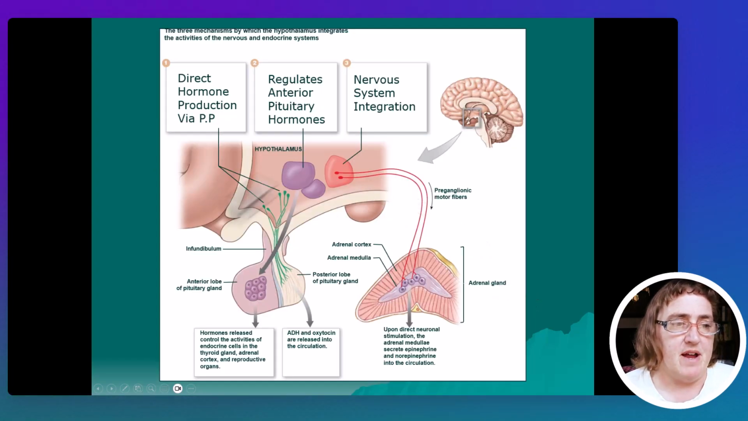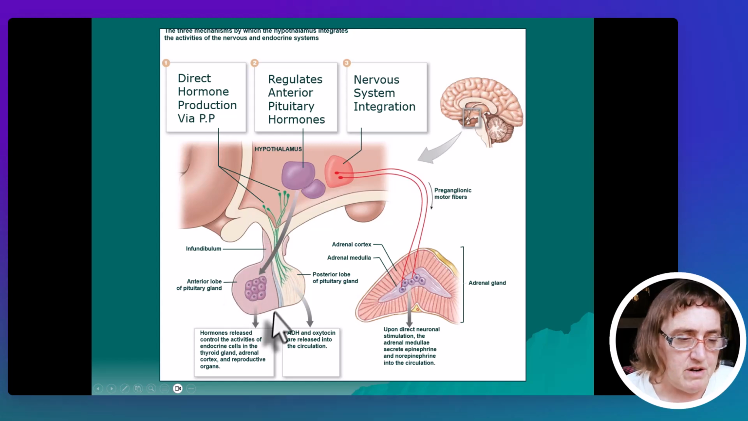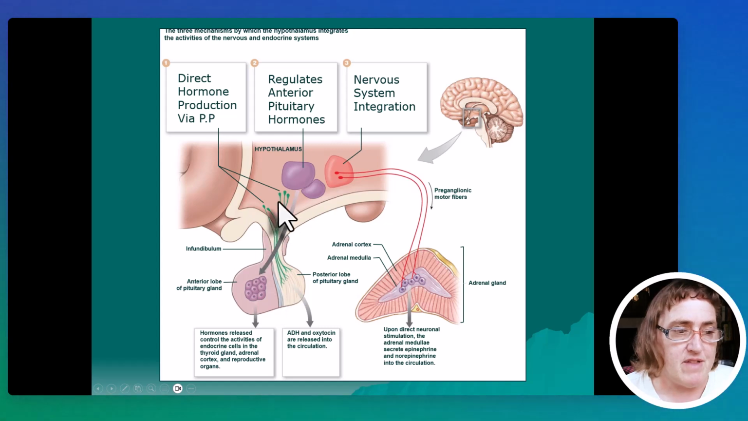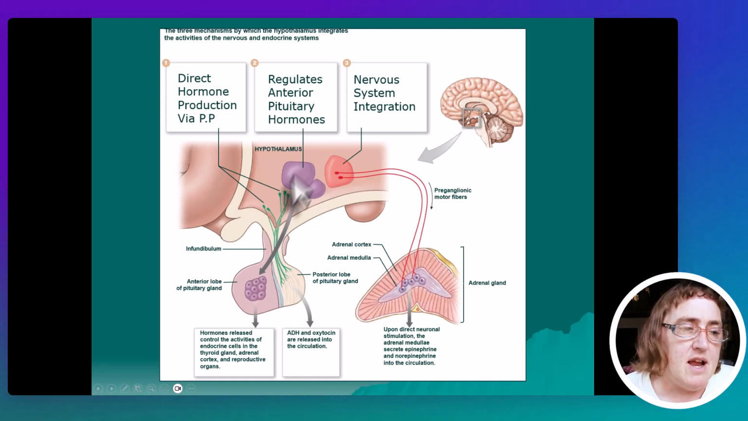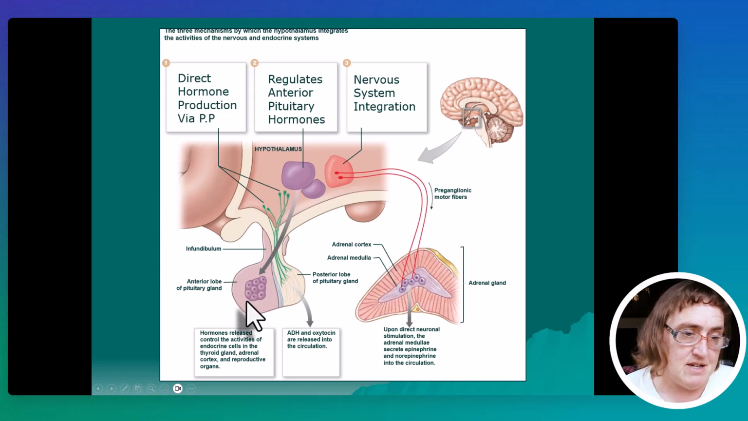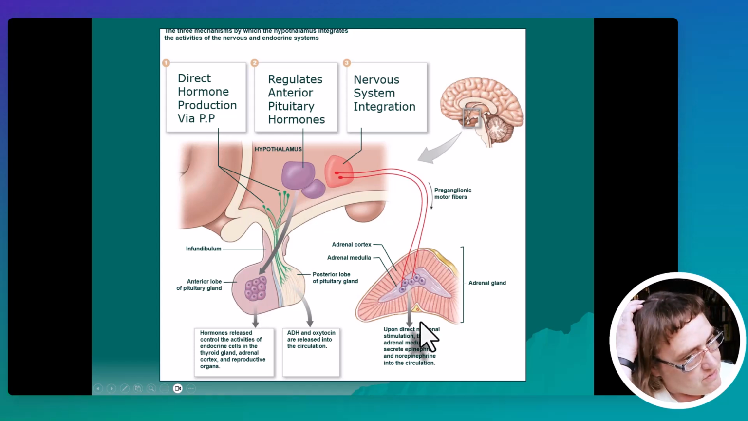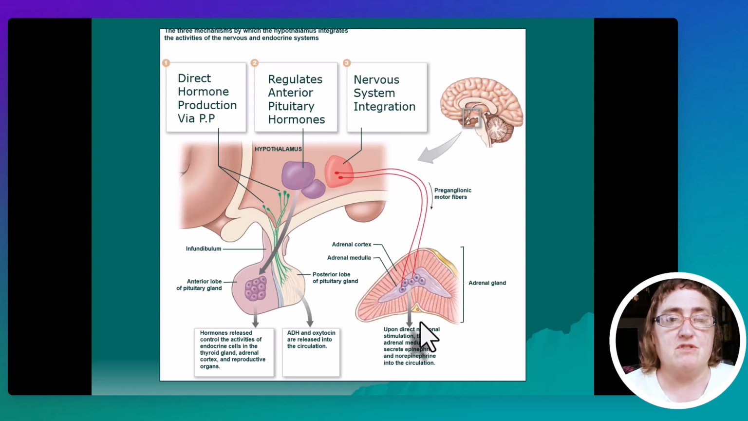So here's a picture of the hypothalamus and this little connection between it and the anterior pituitary and posterior pituitary is the infundibulum. The little green things are those nerves that are controlled from the hypothalamus that control the release of ADH and oxytocin from the posterior pituitary, and via blood, hormones that come out of the hypothalamus control the release of a bunch of different hormones from the anterior pituitary. The nervous system also controls release of epinephrine from the adrenal medulla during stress situations.